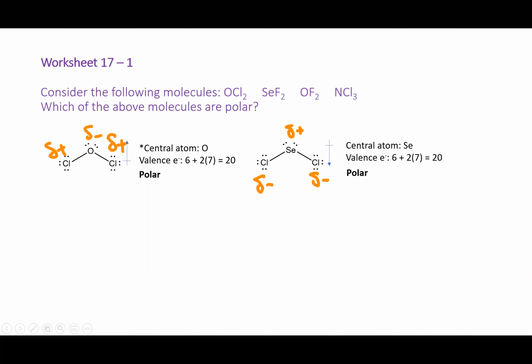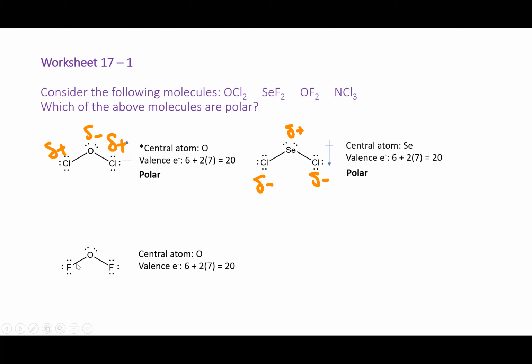So next, let's take a look at OF2. So our central atom is oxygen, and we're going to have valence electrons equal to 20. So taking a look at this, I also should have an asterisk here to indicate, actually, never mind, apologies. Actually, oxygen is the least electronegative atom in OF2. So that is correct.